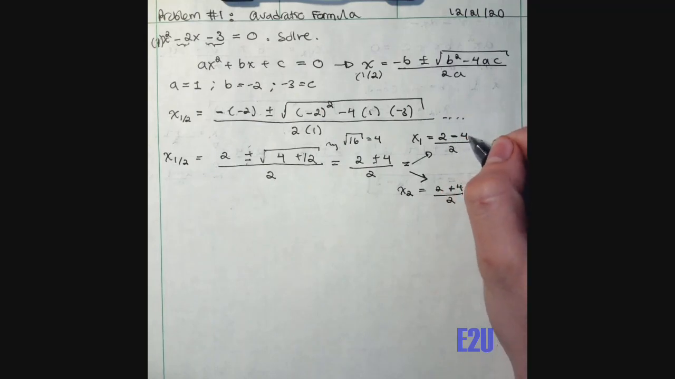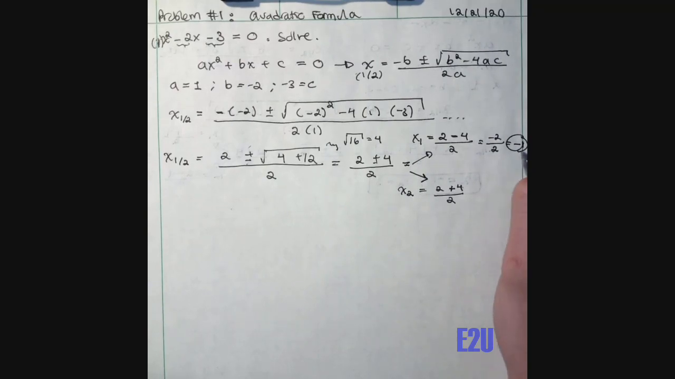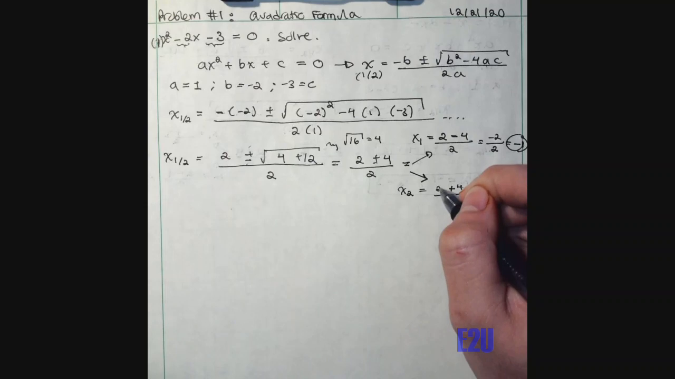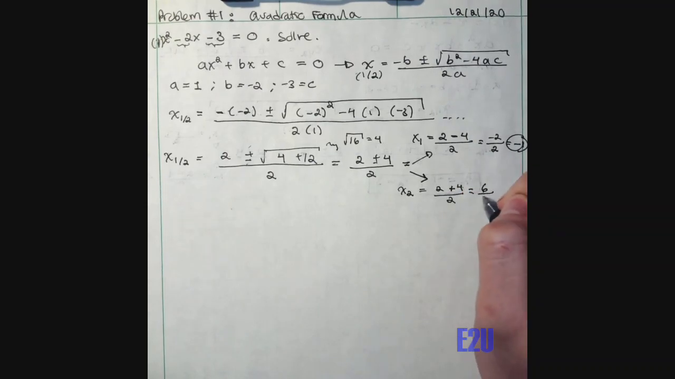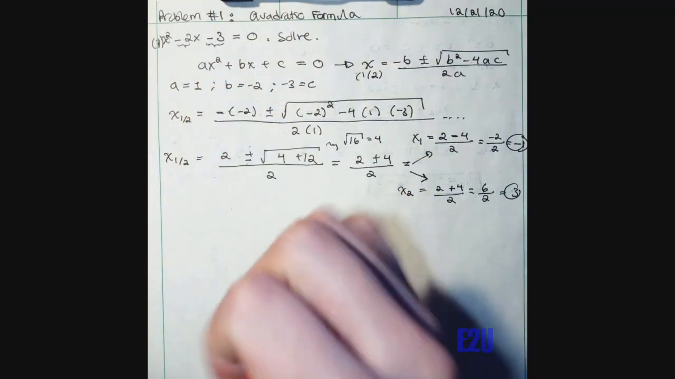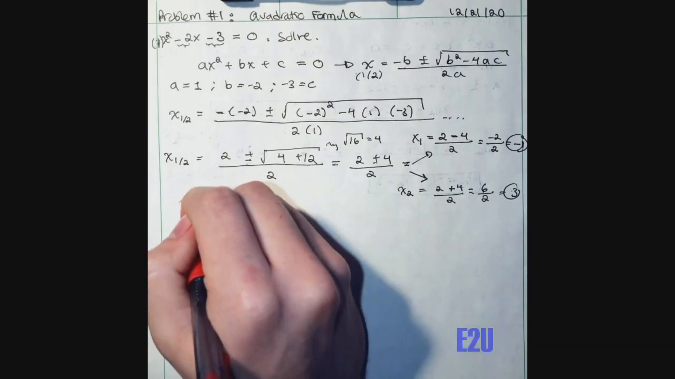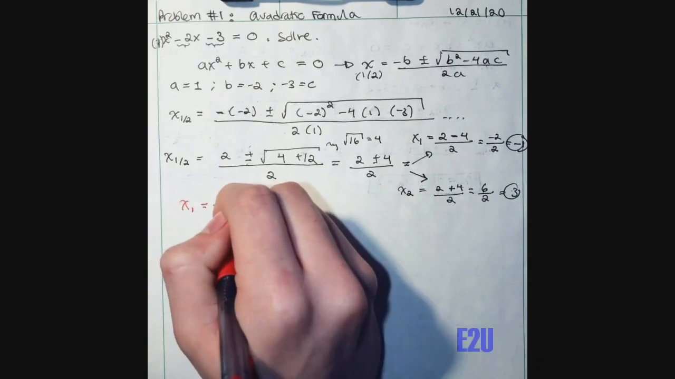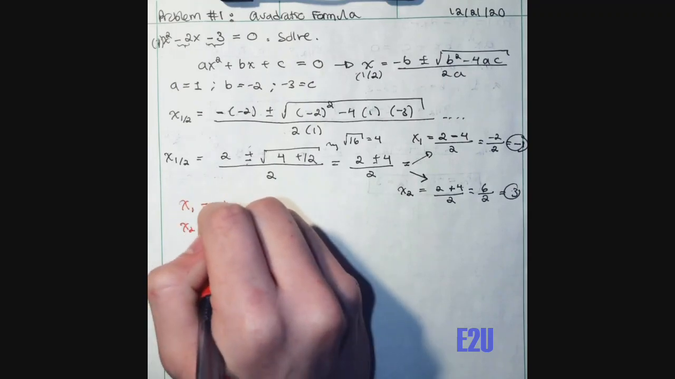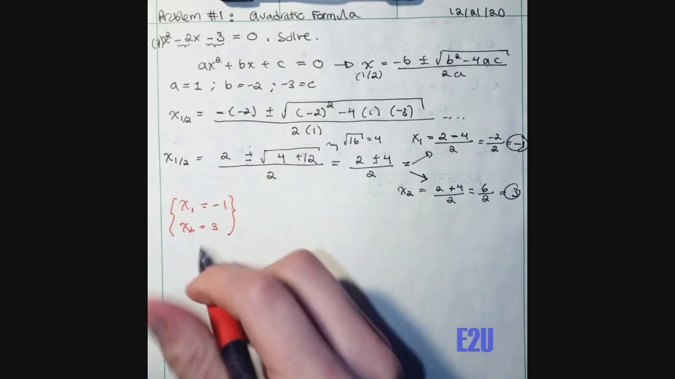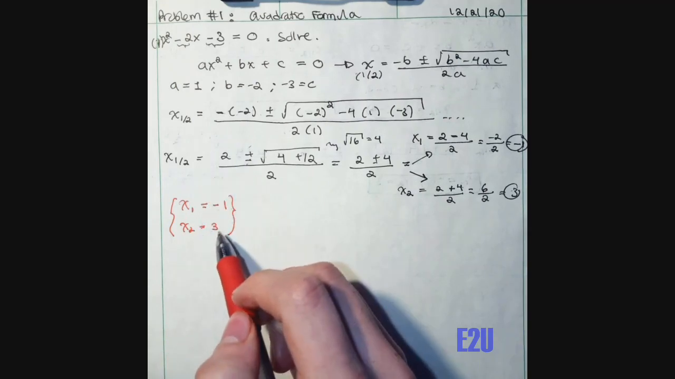So 2 minus 4, that's minus 2, and minus 2 over 2 is negative 1. In the same way, 2 plus 4, that's 6, divided by 2, and that is 3. So the solution to this equation has two solutions. x1 is going to be negative 1, and x2 is going to be 3.